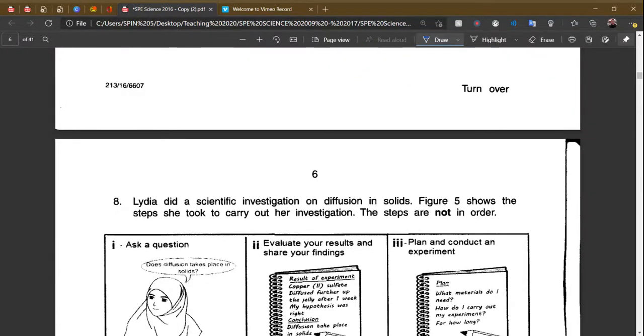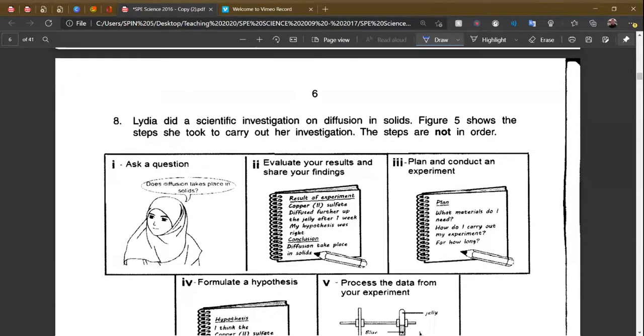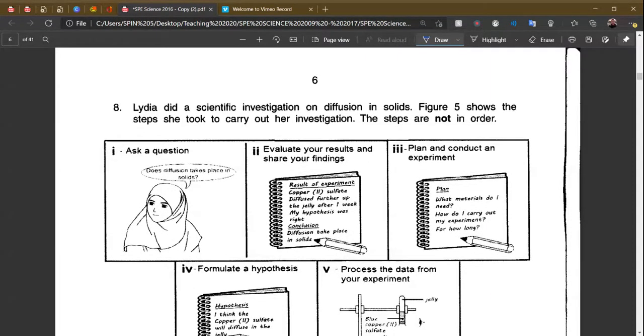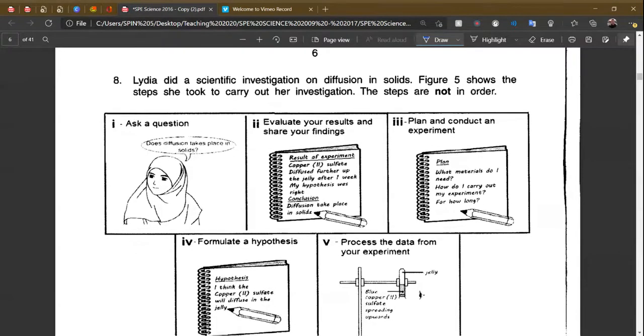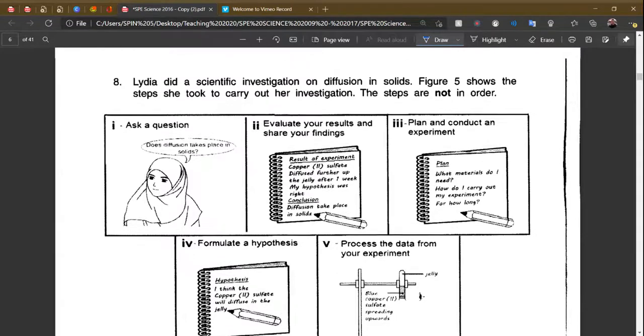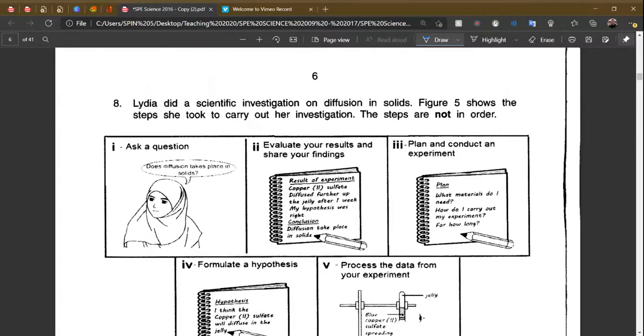Number 8. Lydia did a scientific investigation on diffusion in solids. Figure 5 shows the steps she took to carry out her investigation. The steps are not in order. So, emphasis here is scientific investigation, and second one on diffusion.